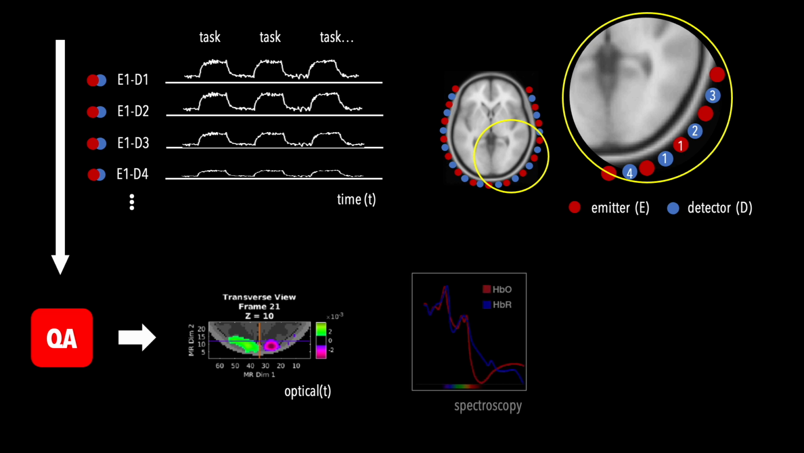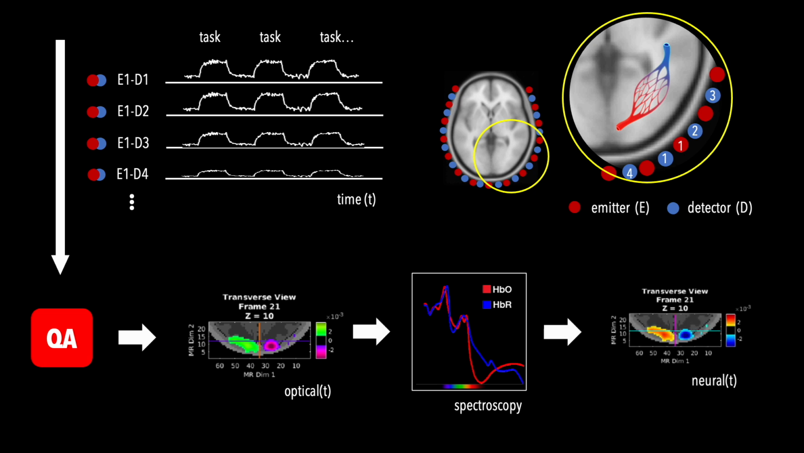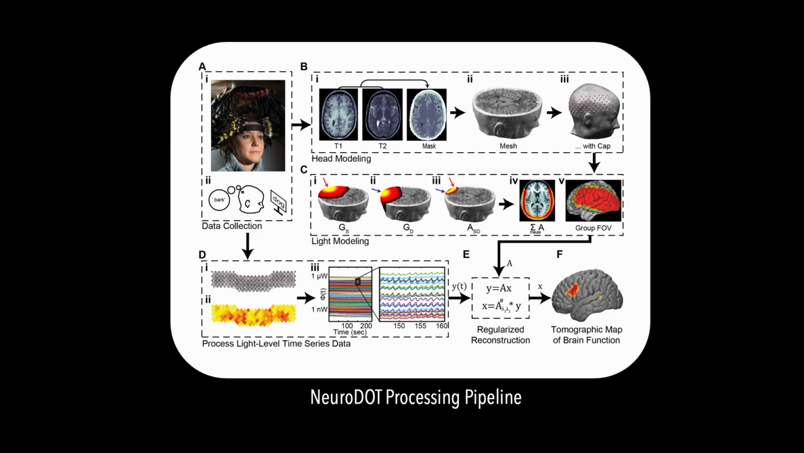Spectroscopy has established that oxygenated and deoxygenated hemoglobin differ in their wavelength-dependent optical properties. Thus, active brain areas exhibit a change in optical properties due to recruitment of oxygenated blood. This effect can be exploited to infer changes in local neural activity, given changes in local optical properties. Having described this processing in general terms, we now present the NeuroDOT implementation in more detail.